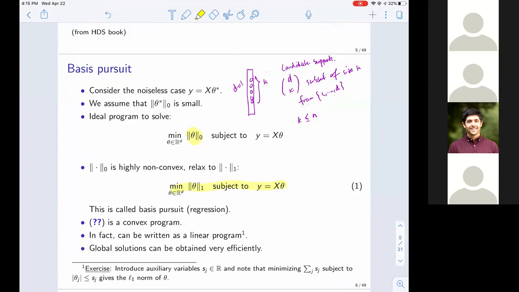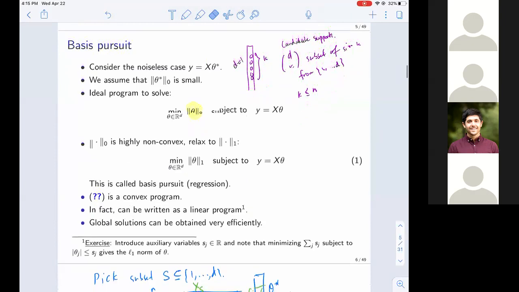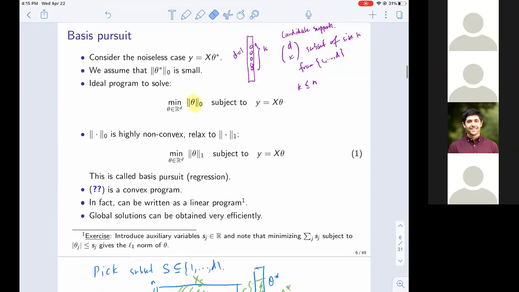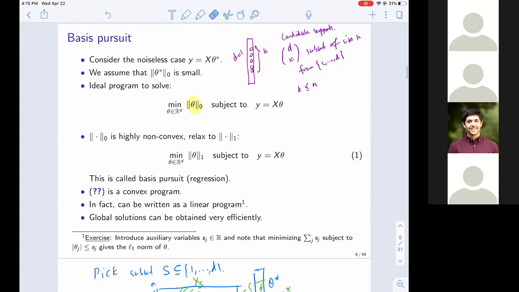If you don't have to satisfy the constraint y equals X theta exactly, and you instead make that an objective, then it's the lasso problem. Yes, that's what I'm going to talk about next. So this is the noisy case. In the noiseless case, if you make that constraint into an objective, that would be exactly lasso if you do it with a quadratic loss.